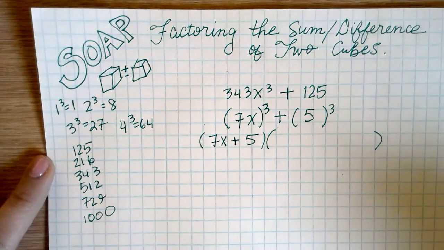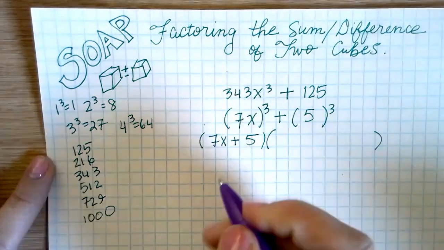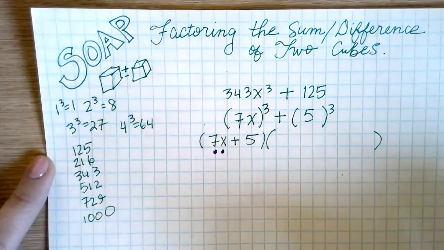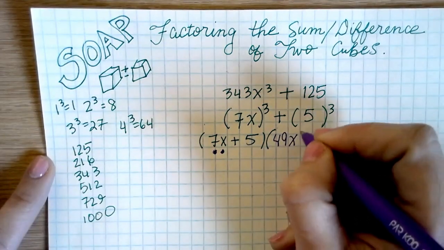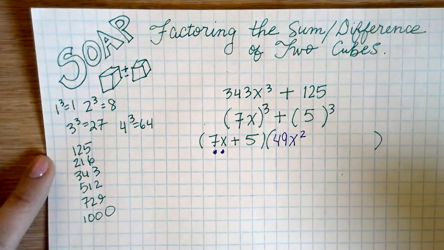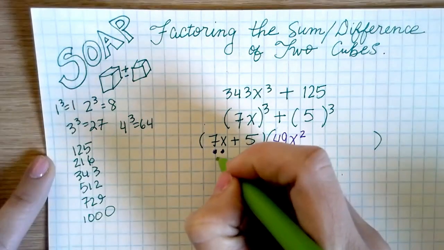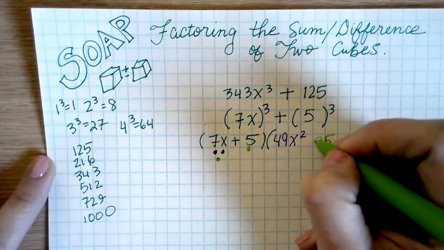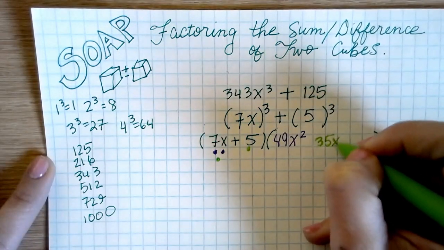Now, our next factor. The way we get this one, now we're going to sprinkle our fairy dust. We're going to have 3 dots of dust and 3 dots of dust. What's 7x times 7x? 49x squared. So that's what goes there. Next, what is our next dot of fairy dust? Goes here, 7x times 5. 7x times 5 is 35x. Don't put a sign in yet. That's what the soap is for, at the end.